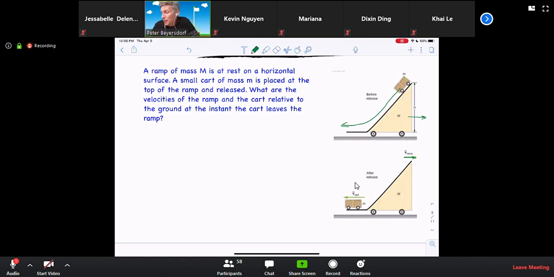The first thing when we look at this: initially the objects are both at rest, just sitting there, and then the cart moves to the left and the ramp moves to the right. We should be thinking conservation of momentum here. We have one object moving left, one object moving right. When we have multiple objects interacting like this, it's often useful to use conservation of momentum. So let's say momentum is conserved.